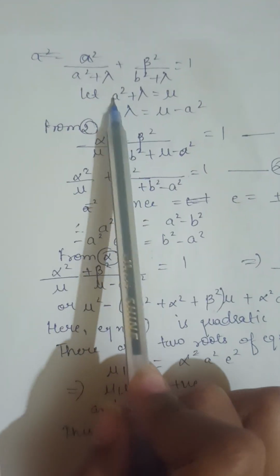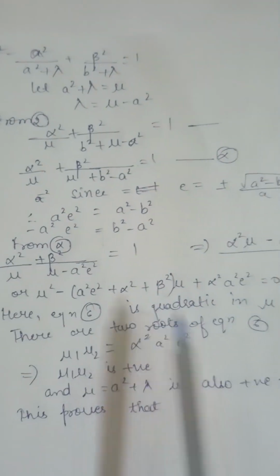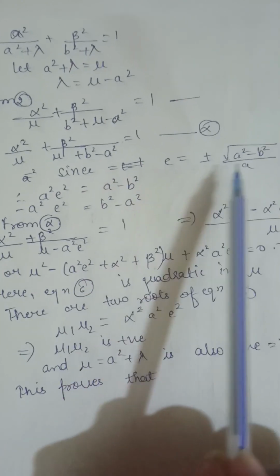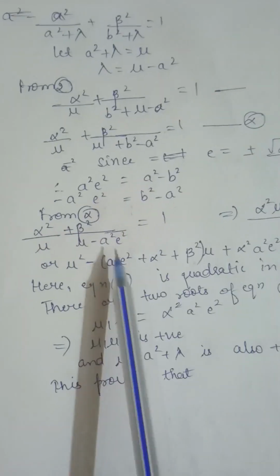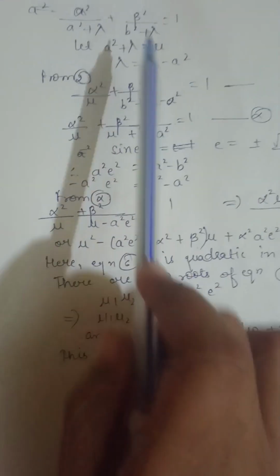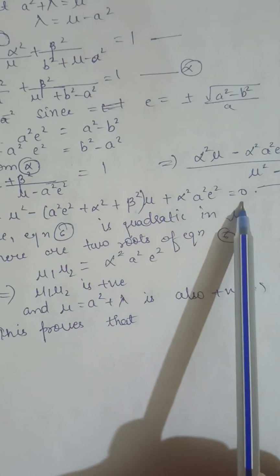Let us take another equation, and here we would suppose a square plus lambda is equals to mu. Substitute the value of lambda. Further solving it, you would get this equation the same way as we proceeded in the previous one. A square e square is equals to a square minus b square. Substitute the value in this equation. Here again you would get a quadratic equation somewhat like this.